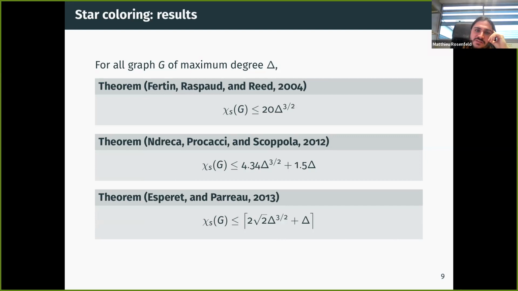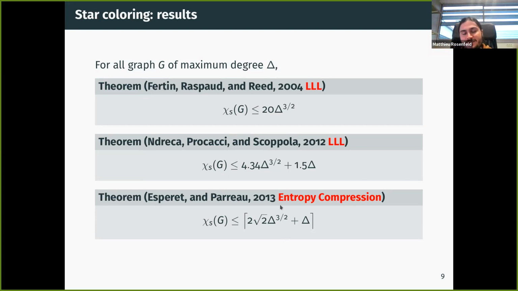Okay, so let me say something about these results, which is the kind of technique that they used, which is interesting to me. Fertin, Raspaud, and Reed used the Lovász local lemma, the most basic version of it, and they obtained the following bound. Now, Andreka, Procacci, and Scopola, in this article, introduced a specific version of the Lovász local lemma, which is tailored to be good on a specific family of problems. And they applied it to different problems, in particular to star coloring, and they improved the bound. And then Esperet and Parreau used entropy compression to improve the bound.